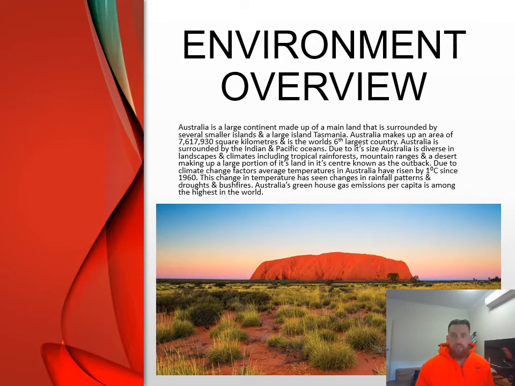Due to its size, Australia is diverse in landscapes and climates, including tropical rainforests, mountain ranges, and a desert making up a large portion of its land in the centre, known as the outback. Due to climate change factors, average temperatures in Australia have risen by 1 degree since the 1960s. This change in temperature has seen changes in rainfall patterns, droughts, and bushfires. Australia's greenhouse gas emissions per capita is among the highest in the world.